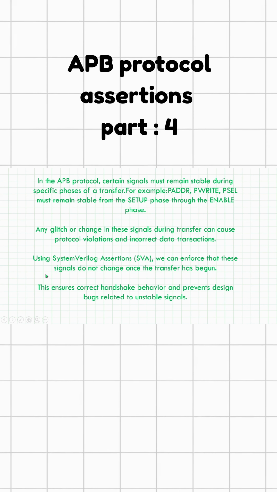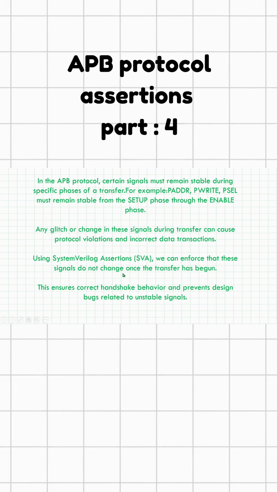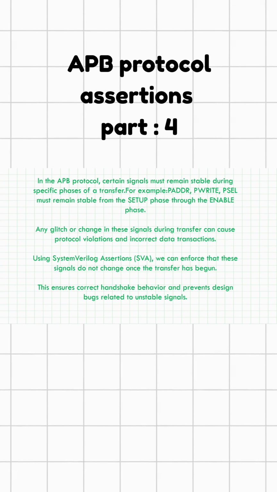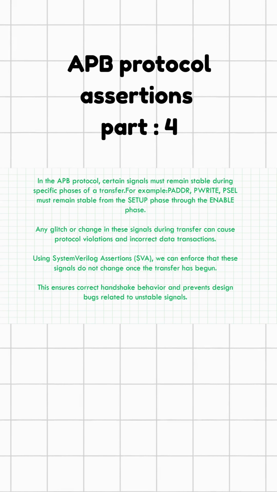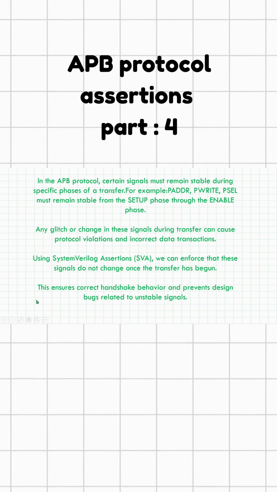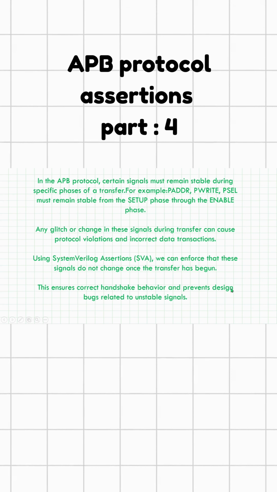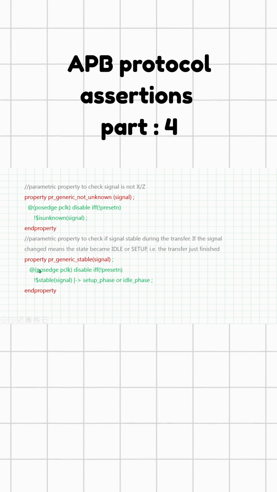Using SystemVerilog assertions, we can enforce that these signals do not change when the transfer has begun. So we will check how our transfer is moving data with the help of our control signals, and this behavior we will check with our assertions. This ensures correct handshake behavior and prevents design bugs related to APB signals. So let's begin our checking.